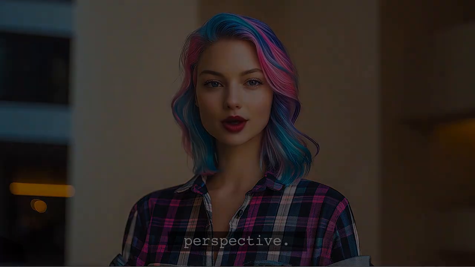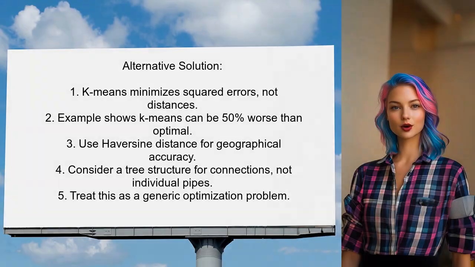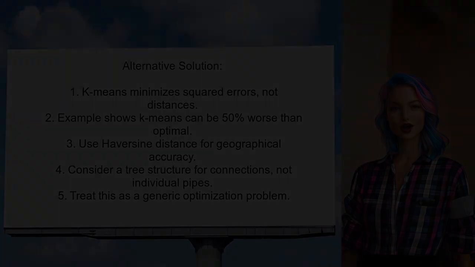Let's see another perspective. This user points out that k-means does not minimize distances, but rather minimizes squared errors, which can lead to significant differences in results. They provide an example showing that k-means can yield a centroid that is much worse than the optimal location. They emphasize that k-means is sensitive to outliers and suggest using Haversine distance for geographical data. Additionally, they recommend treating the problem as a generic optimization challenge instead of relying solely on k-means.